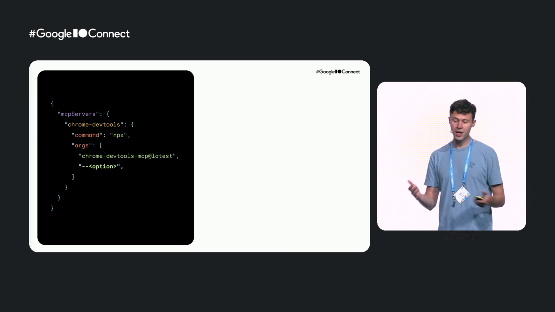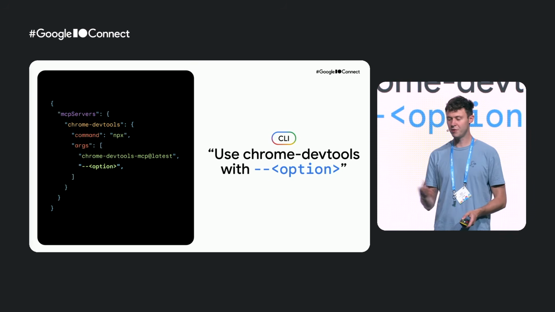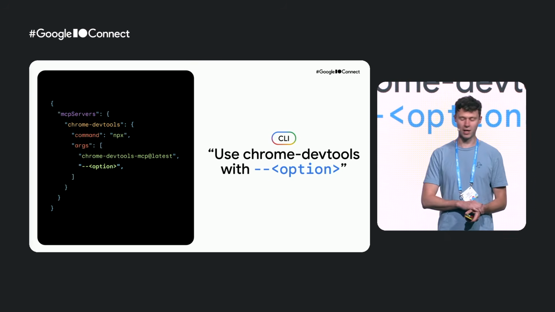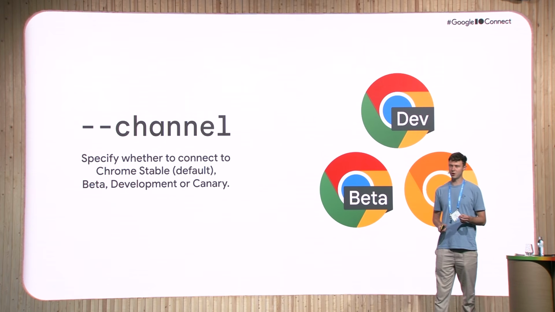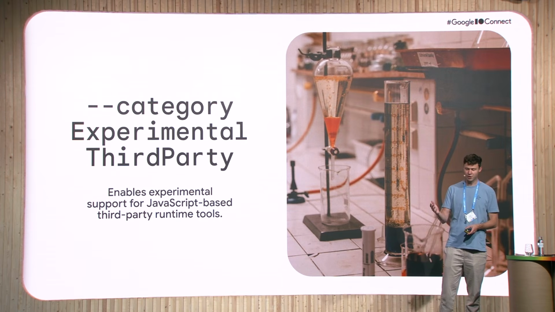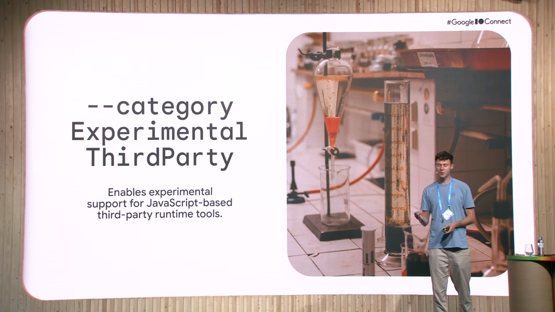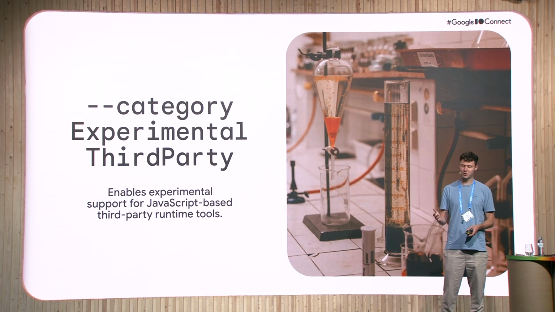In this file, just add a new entry to the args array with the option you want to configure. If you're using DevTools for Agents through the CLI, make sure to explicitly include your desired option in the prompt. For example, through the channel configuration option, you can specify whether Chrome DevTools for Agents should connect to any other Chrome channel than stable. Or you can use configuration options to enable experimental options we are still working on, like the recently announced support for third-party tools by toggling the category experimental third-party flag.